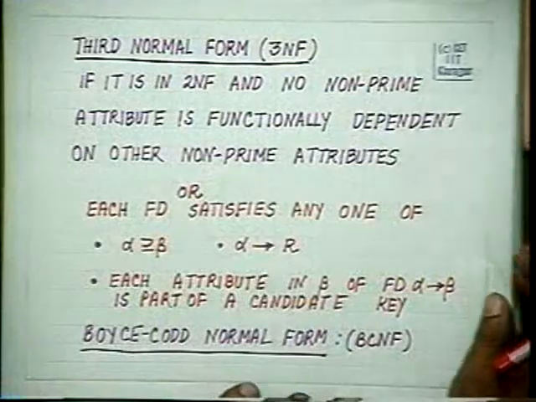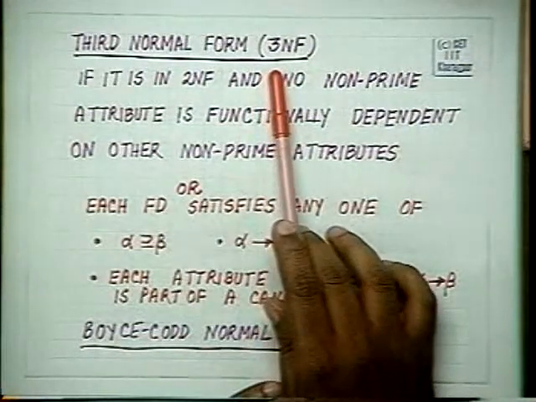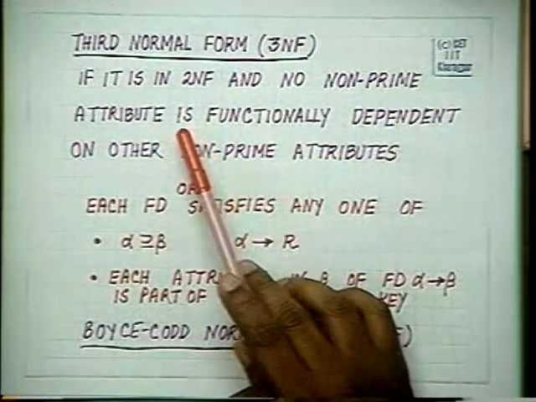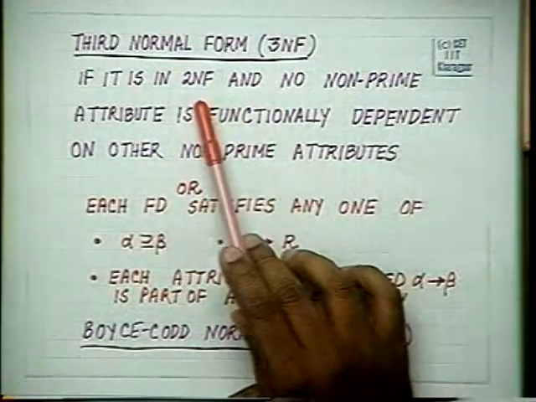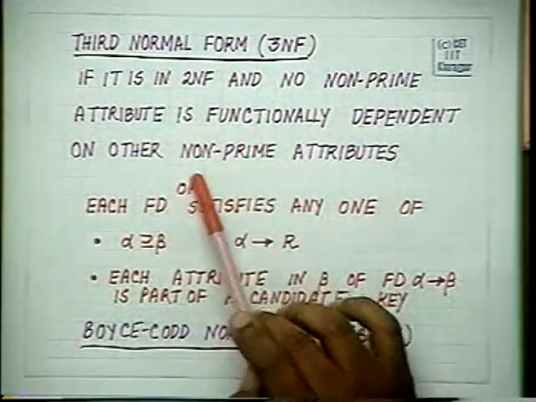But we also saw that second normal form does not take into account all such redundancies, particularly the dependencies which occur between non-prime attributes and non-prime attributes. In order to take care of that, we discussed the third normal form, which is a condition which says that a decomposed relation scheme or any relation scheme is in third normal form if it is already in second normal form and no non-prime attribute is functionally dependent on other non-prime attributes.